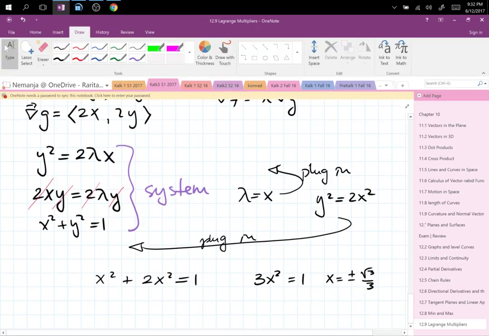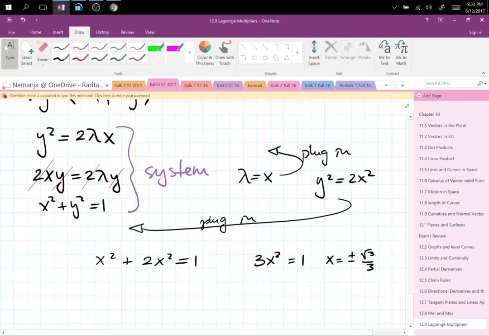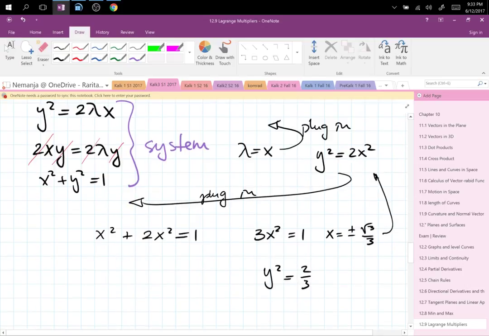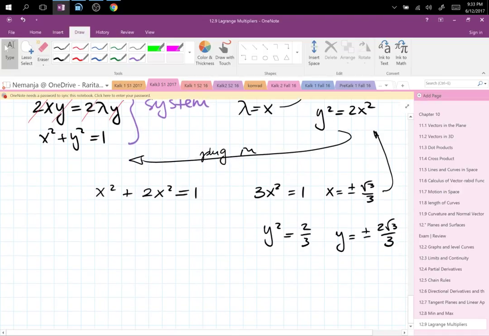So I found x's, right? And now I plug that up there to get y's. So I know x squared is 1/3. So y squared is equal to 2 times 1/3, which is 2/3, from where y is equal to plus or minus 2 root 3 over 3 when you rationalize. The rest is a familiar grind. Write all 4 points, compute their z values, largest value, smallest value, and so on.